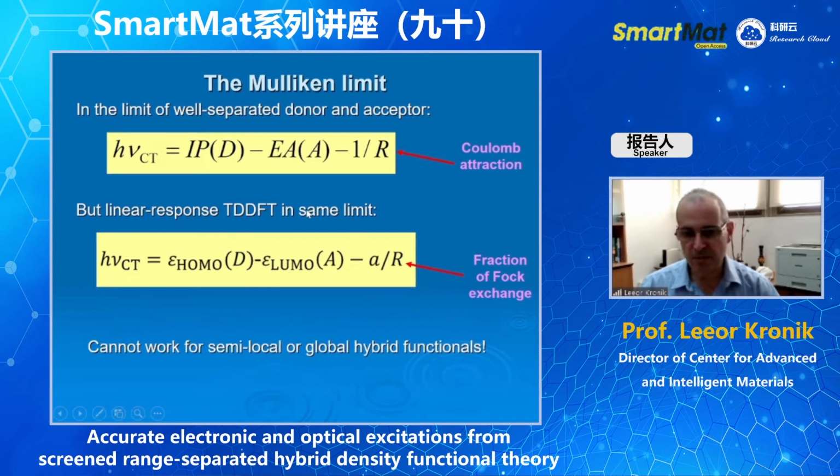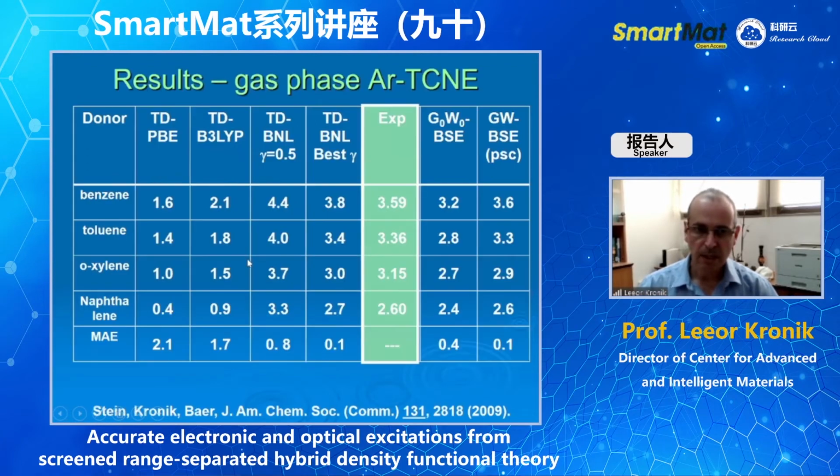Now, I hope I have convinced you that in our approach, on the contrary, epsilon HOMO is the ionization potential, epsilon LUMO is the electron affinity, and A asymptotically is 1 because we constructed the functional this way. So this must work. And indeed it does. And what we did is we took some gas phase data from the literature from the group of Hanazaki at Tokyo University, a very nice experimental paper. They took systems involving very simple donors, so benzene, toluene, etc., and an acceptor that is TCNE, tetracyanoethylene. These are their experimental results in green here.